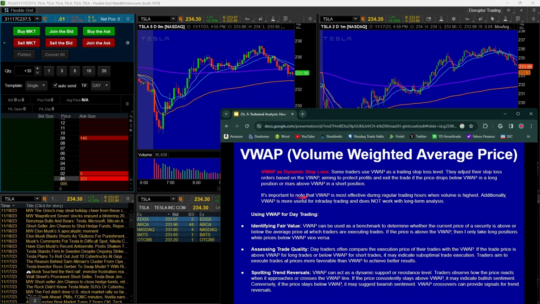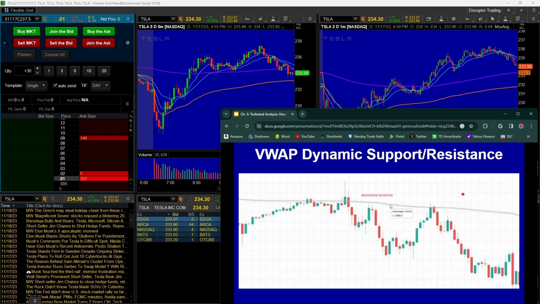And it's also important to note that VWAP is most effective during regular trading hours when volume is highest. Volume is crucial. Without volume, the VWAP doesn't work. Not only the VWAP, also any indicator, any study would not work if volume is not present.